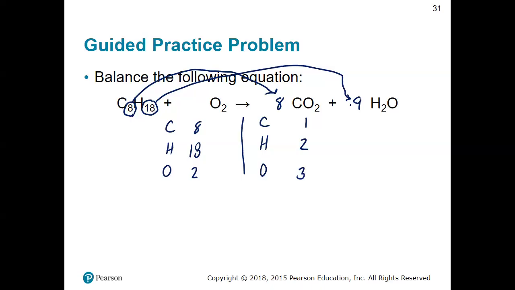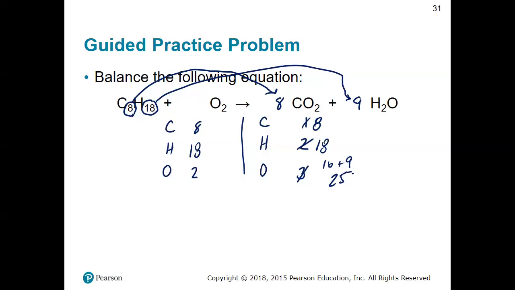I just manipulated 2 coefficients. I need to make sure that my math works out. So 8 times 1 for carbon is 8. 9 times 2 is 18 for hydrogen. For the oxygen, I have 8 times 2, that's 16, plus an additional 9 times 1 is 9. There are 25 oxygens on the product side of the reaction.